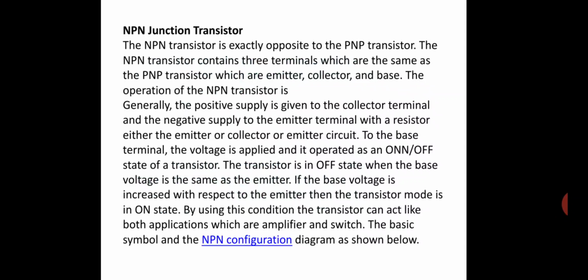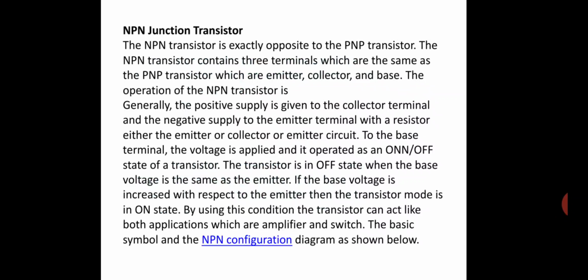What is an NPN transistor? The NPN transistor is exactly opposite to the PNP transistor. The NPN transistor consists of three terminals which are the same as the PNP transistor: emitter, collector and base. In the operation of the NPN transistor, generally the positive supply is given to the collector terminal and the negative supply to the emitter terminal, with a resistor in either the collector or emitter circuit connected to the base terminal. The voltage is applied and it operates the transistor in on and off states.